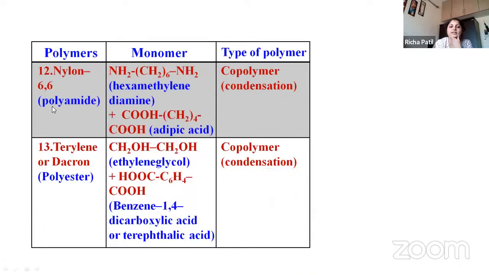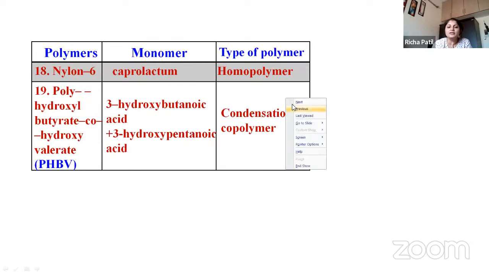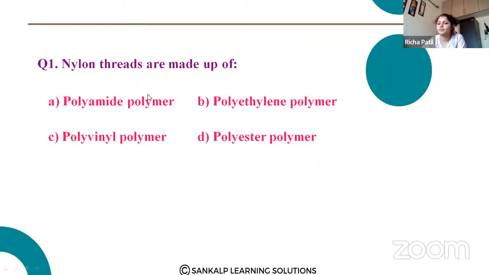You can see here nylon 6,6 and nylon 6, they are examples of polyamide. Terylene and dacron are examples of polyester. Not D, it is A. So what is the correct answer? It is A. Polyamide polymer. So nylon threads are made up of polyamide polymer.